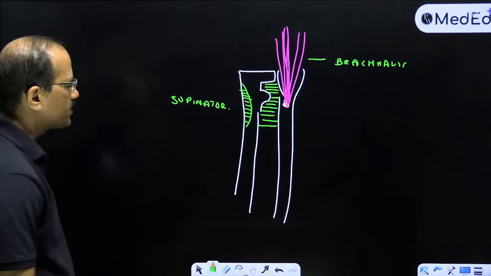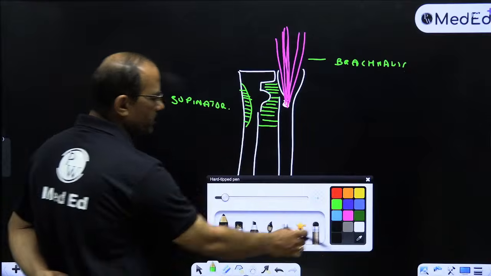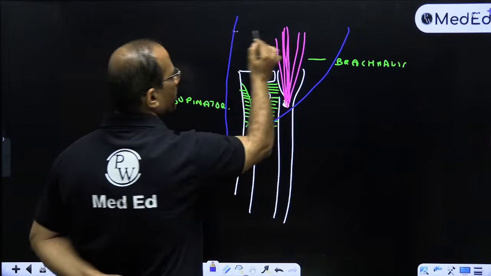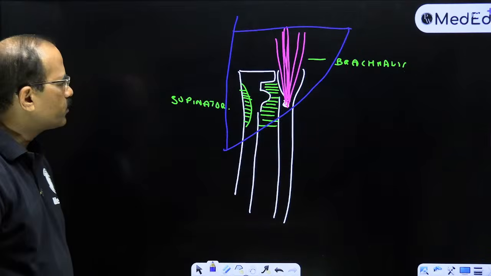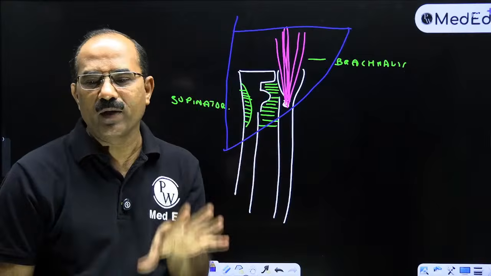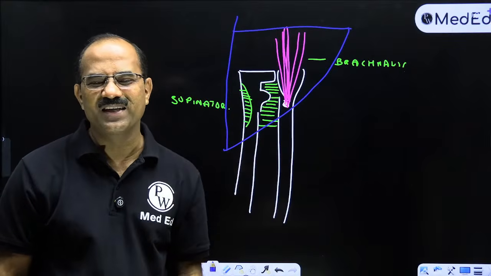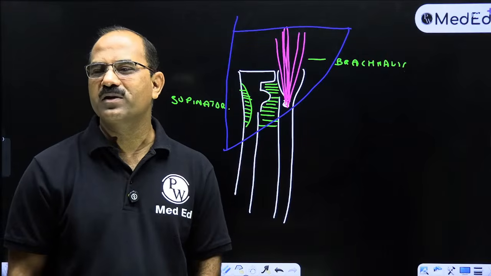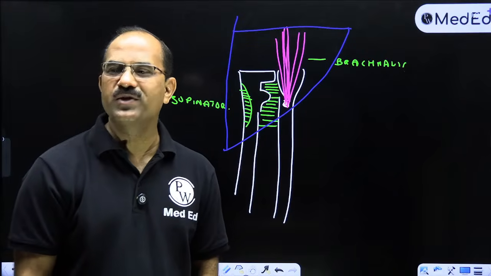Supinator and brachialis. This is going to form the cubital fossa. ये बनता है cubital fossa. So cubital fossa का floor is formed by what? The brachialis and the supinator. Very good, Nikhil. Brachialis and supinator बनाते हैं floor of cubital fossa. Brachialis and supinator. ठीक है?